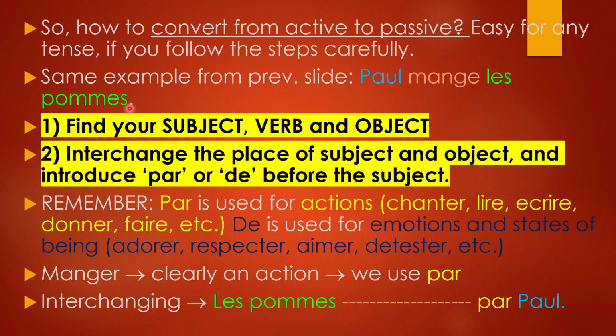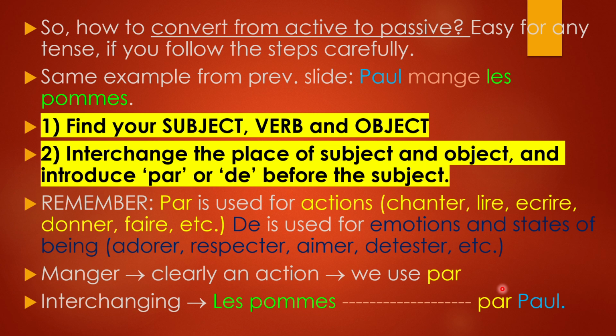After you're done with this identification, the second step for you to do is to interchange the place of the subject and object. What do you mean by interchange? The subject will go last, the object will come first. So can you see here? Les pommes comes first, Paul goes to the end. Okay, and you have to introduce par or de before the subject. So you have to put in par or de here.